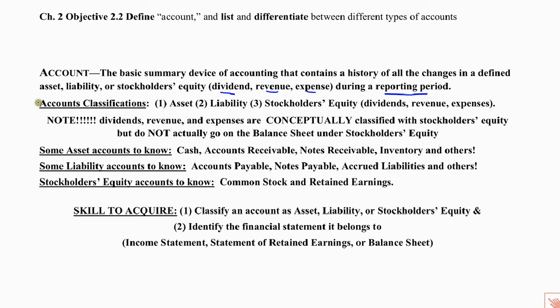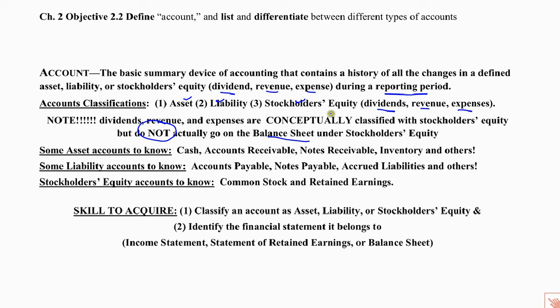All right. Now, how are you going to classify accounts? You're going to classify it as an asset, a liability, or stockholders' equity. Notice that dividends, revenues, and expenses, they will also be placed with stockholders' equity conceptually, but they do not actually go on the balance sheet under stockholders' equity. All right. Dividends will be in the statement of retained earnings. Revenues and expenses will be in the income statement. And we only take retained earnings to the balance sheet. So don't get confused and put revenues and expenses in the balance sheet.